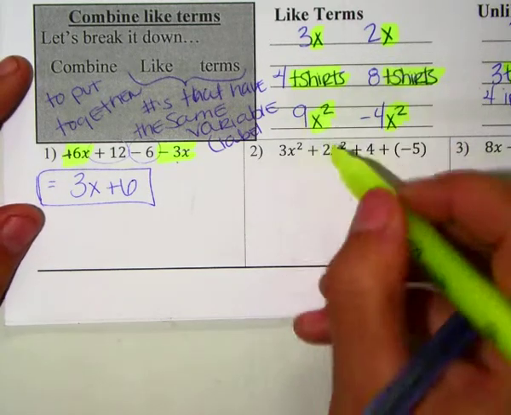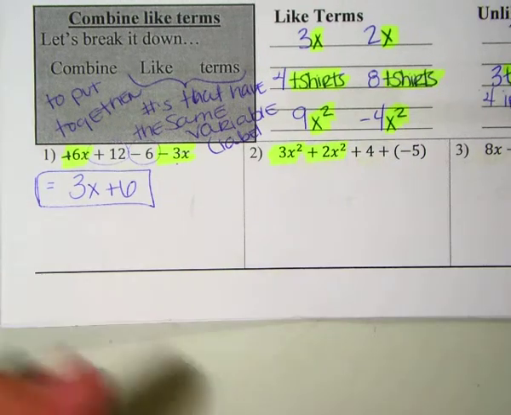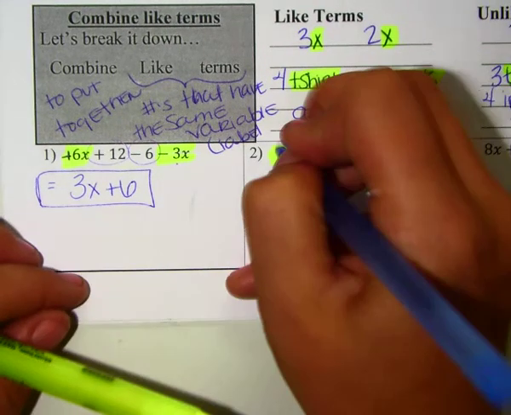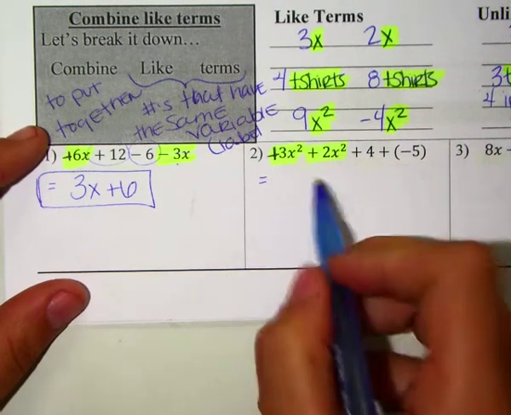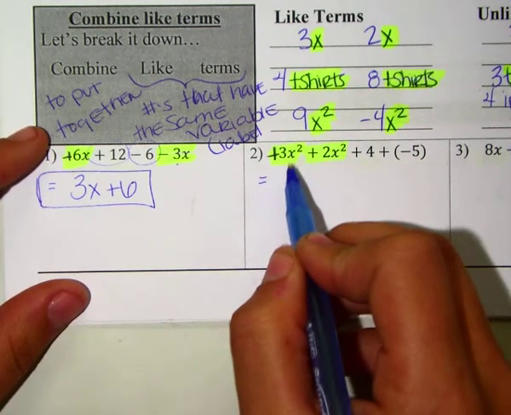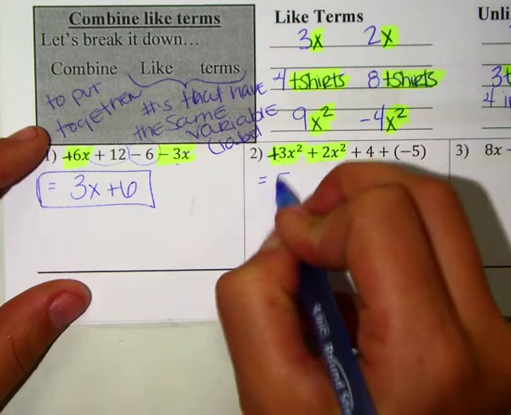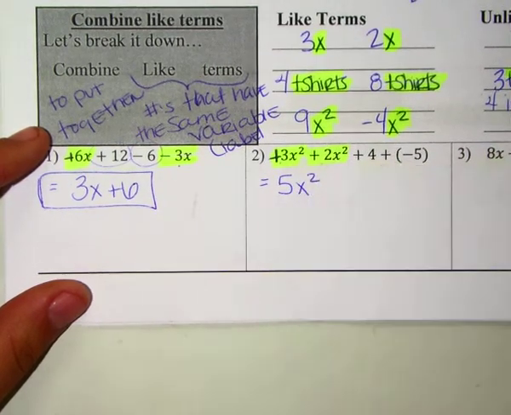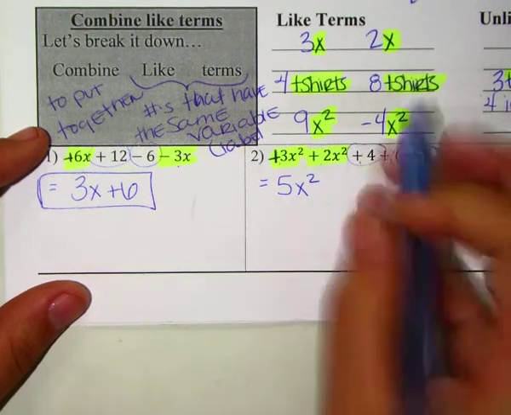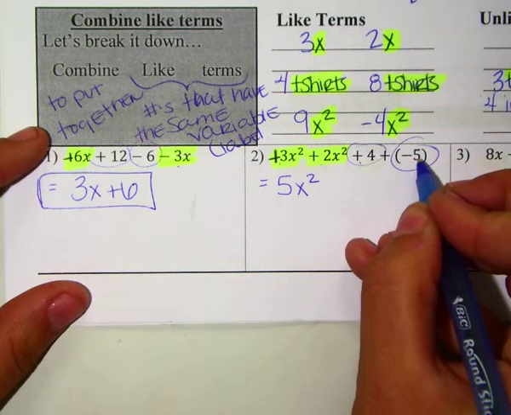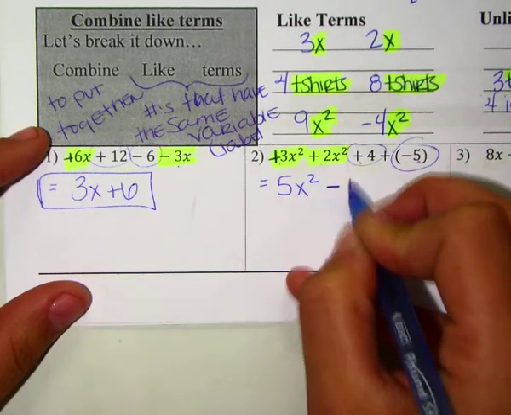Number 2, I see an x squared label. I see this is a 2x squared, and that's it. This is a positive 3x. So I'm going to combine like terms to simplify. So these both have an x squared, so I'm going to add the coefficients. 3 plus 2 is 5, and then keep the label. These are both constants, so 4 minus 5. The 5 is larger, so it'll still be negative. 5 minus 4 is 1.